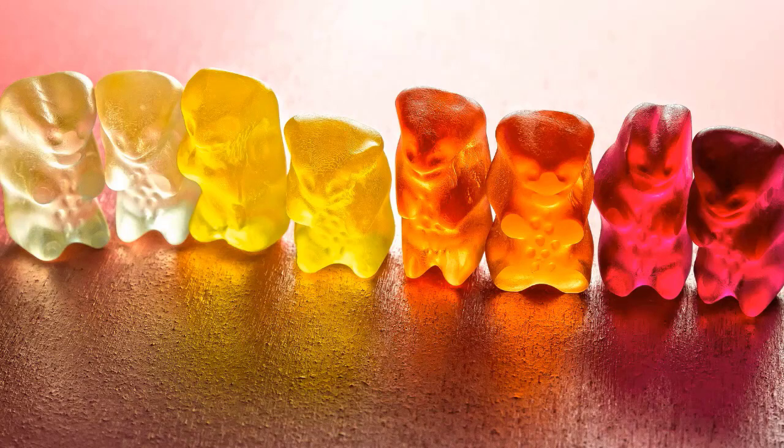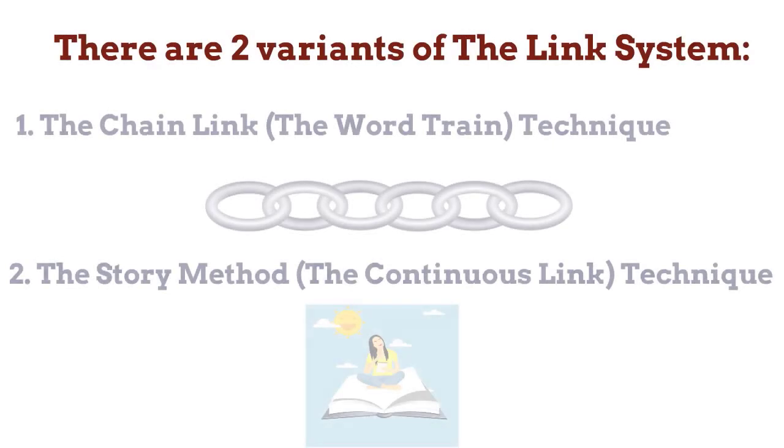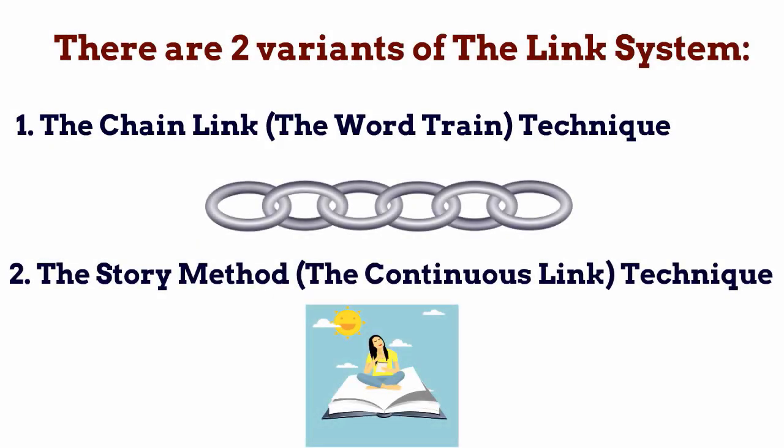There are two variants of the link system, the chain link or the word train technique, and the story method or the continuous link technique. Let's view how to use each of these methods.